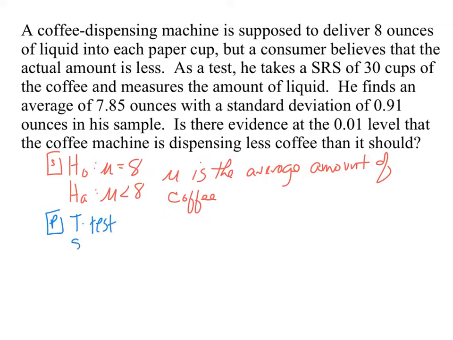We had a simple random sample. 30 is less than or equal to 1/10 of all the cups that are filled. And of course 30 is greater than or equal to 30, so we can assume we have a large enough sample to proceed with this t-test. So now let's put this right over here where I have some room.